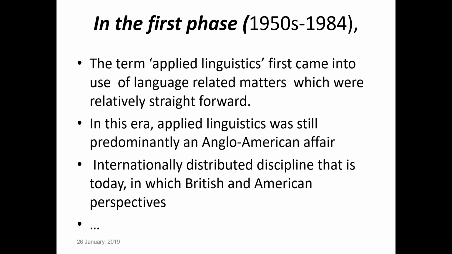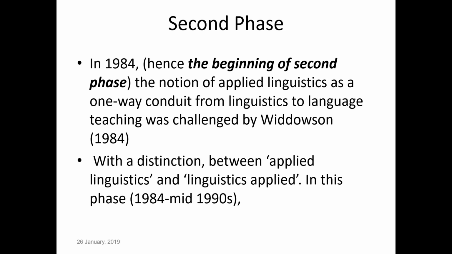In the first phase, applied linguistics came with the use of language-related matters that were relatively straightforward. In that era, applied linguistics was still predominantly an Anglo-American affair. It has been recognized internationally in the first phase, basically from the British and American perspective, where we have the American Association of Applied Linguistics (AAAL) and the British Association of Applied Linguistics (BAAL), still in existence and popular around the world.